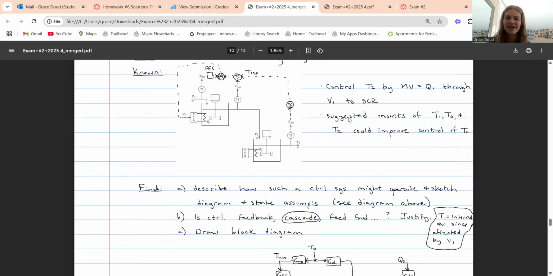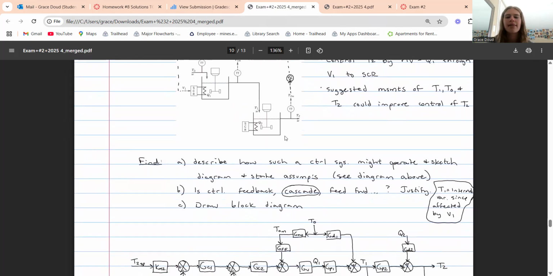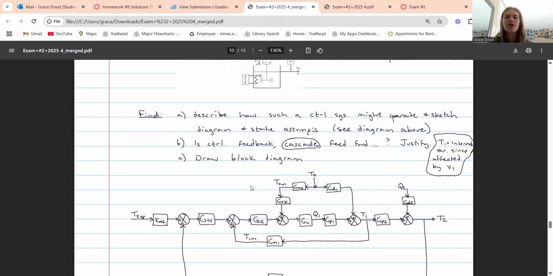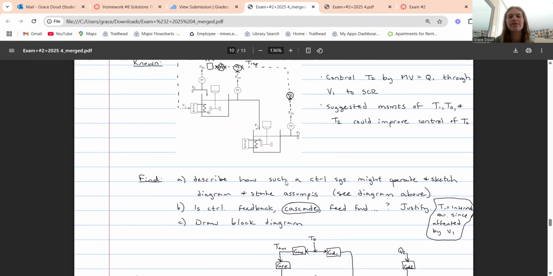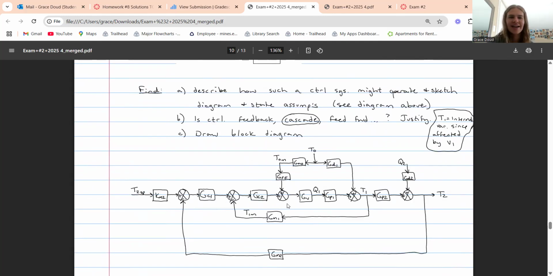Coming back here, we know it's cascade control because there's two nested feedback loops and two controllers, one there and one here. And then also, we know that T1 is an internal variable since it's affected by V1, which affects Q2 and T2, and then comes back to affect T1. And then this block diagram was also in the practice quiz.